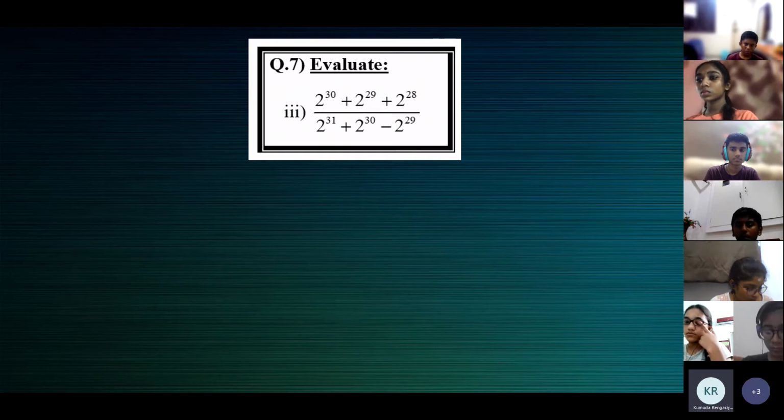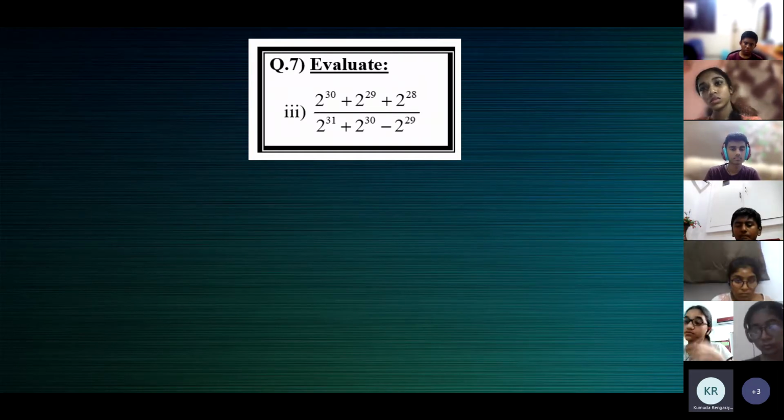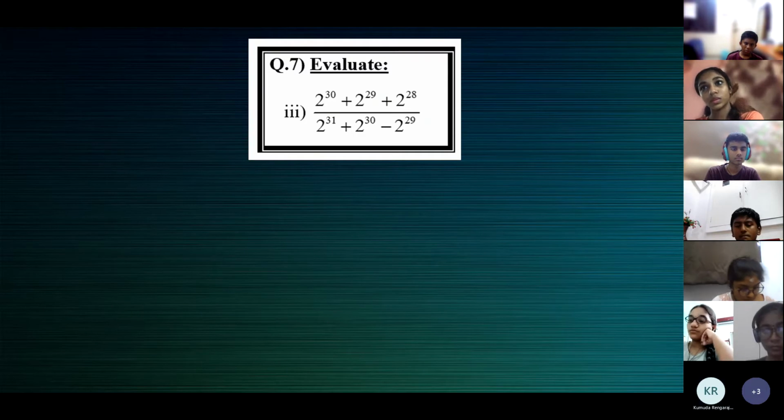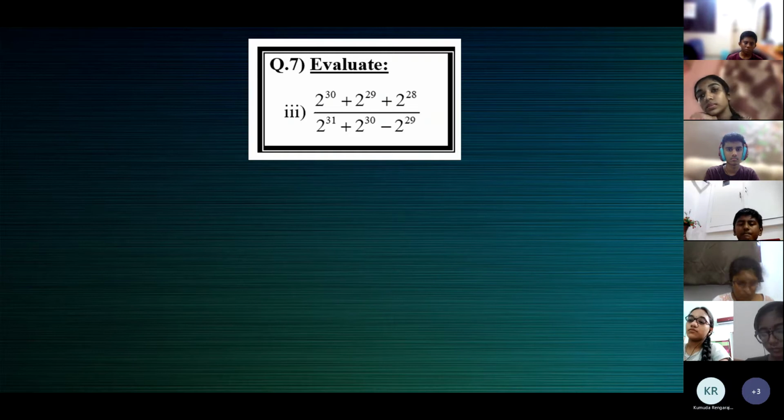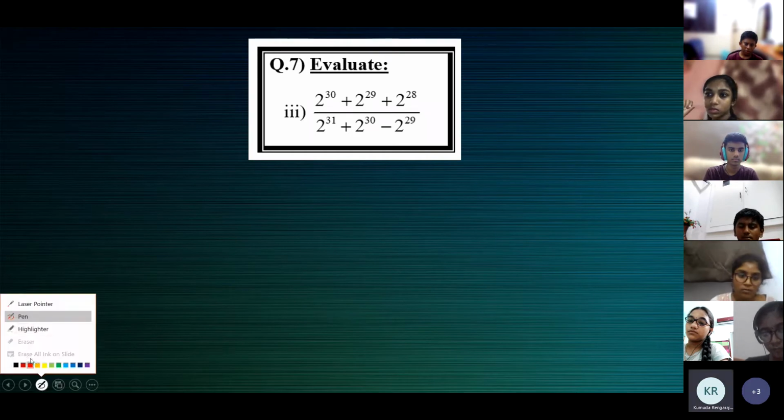But I'm just telling you something. So I'm taking out 2 to the power 28 common. I'm giving you a reason for that, because that is the least power. You can even take out 2 to the power 29 common, 2 to the power 30 common, 31 common. In fact, 32 also you can take out common. I am taking the least power common.